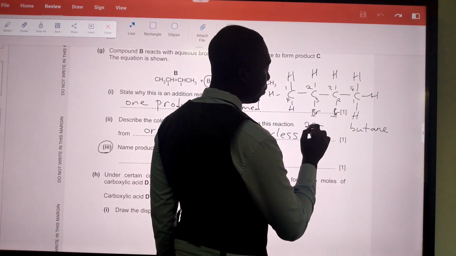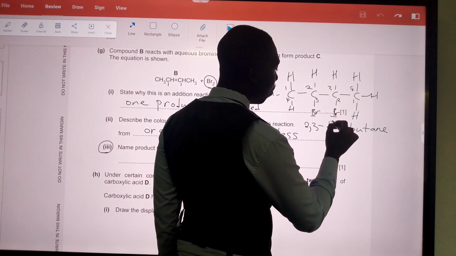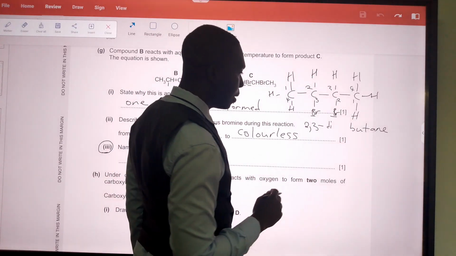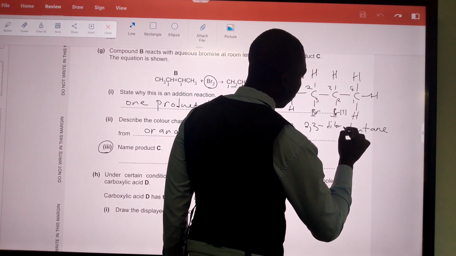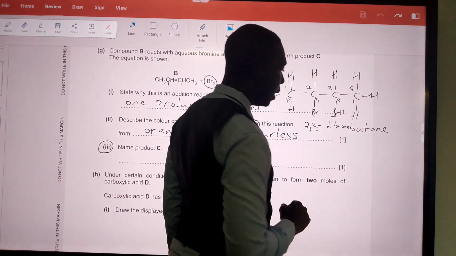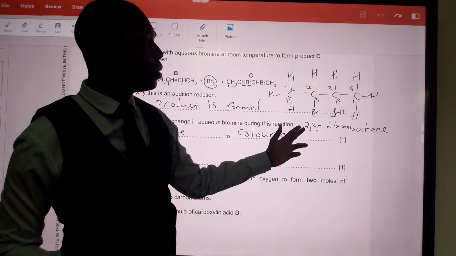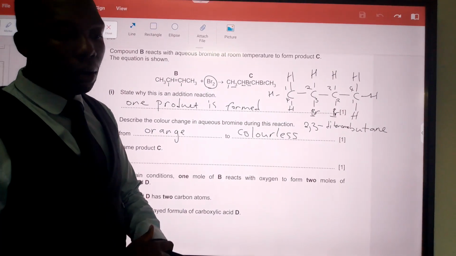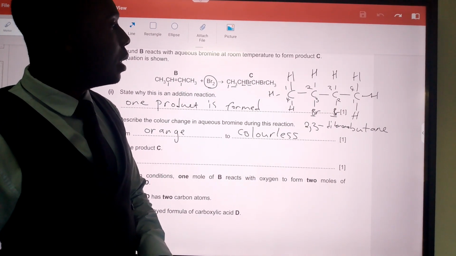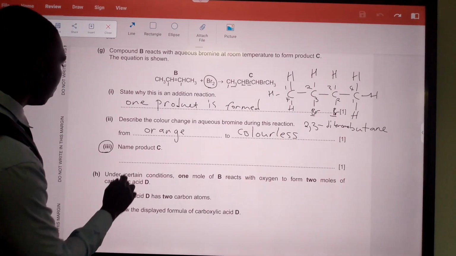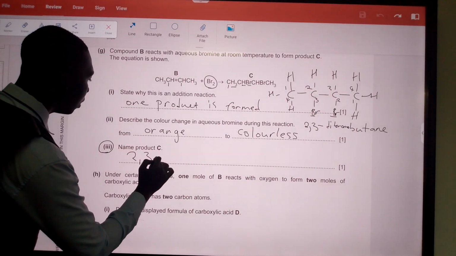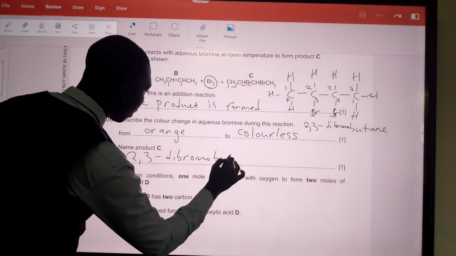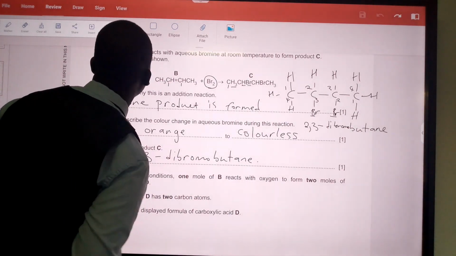So this becomes 2,3, and since there are 2 of them, we use the term di. Di means 2 in science. So the final name becomes 2,3-dibromobutane. This is an example of a dibromoalkane. So the name of the product is 2,3-dibromobutane, like this.